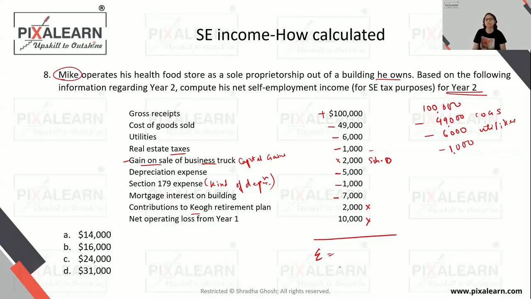Everything else is a minus except gross receipts. Tell me what is the figure. That would be the answer. I think the answer is D, 31,000. Just calculate it and tell me, are you able to get this?